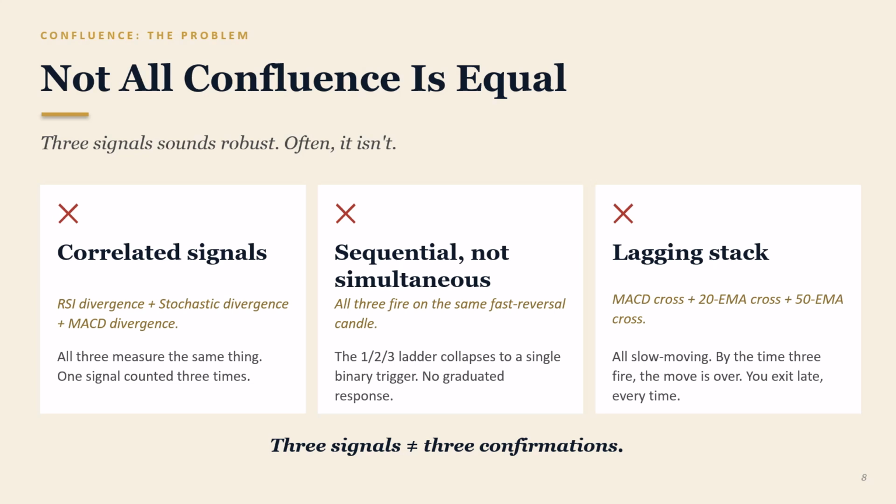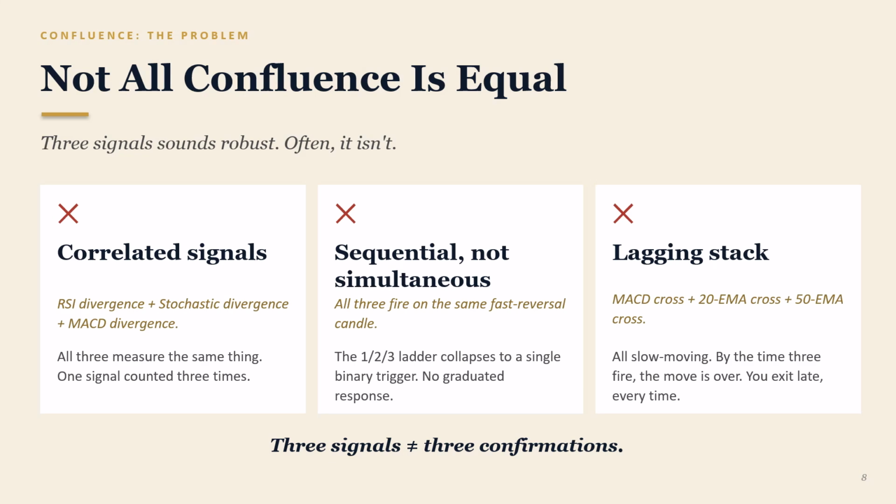And then, of course, one thing that we've already made reference to is our signals have to be fairly responsive. If you've got a lagging stack where you're looking at a 50 EMA or a 20 EMA cross or a MACD cross, these are all fairly lagging if you have the standard settings. By the time all 3 or any of the 3 fire, the move is over. Your exit is late every time.